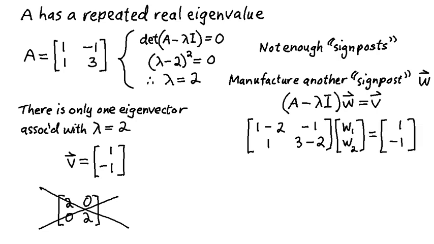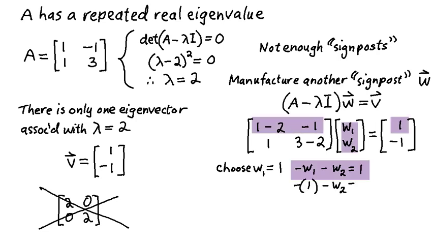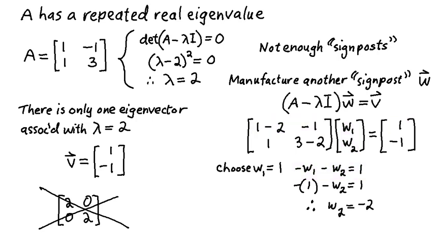Just like with eigenvectors, we can exercise some choice when solving for the elements of the vector W. If we choose to set W1 equal to 1, for instance, then W2 must be equal to -2. So, we can use the vector W, which is 1, -2, as our second signpost.